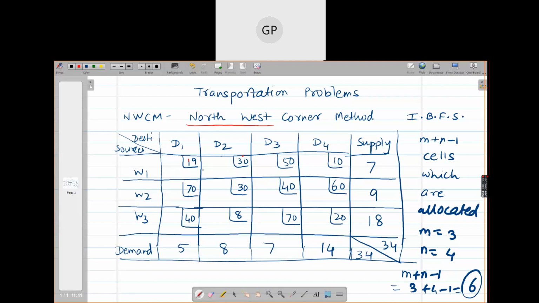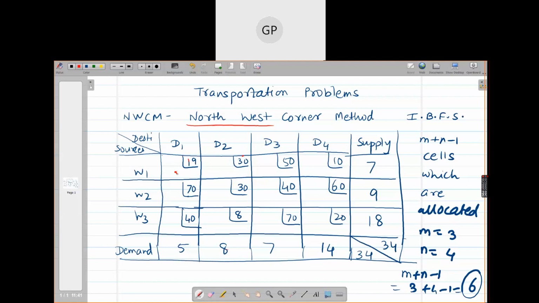Okay, so let us start from the leftmost corner, that is the W1 D1 cell. I have explained this problem last time, but I think in the last 5 to 10 minutes I had explained, so I am repeating it. Okay, so what is the demand of this destination D1? 5. And who will supply it? Which source will supply? W1. So W1 has how many units available? 7.